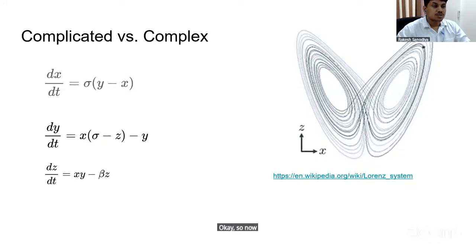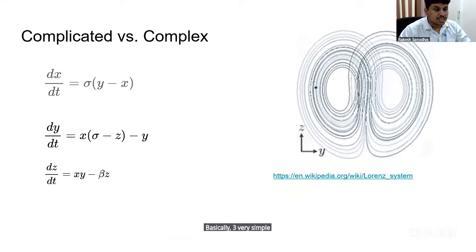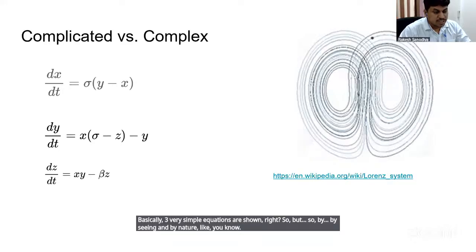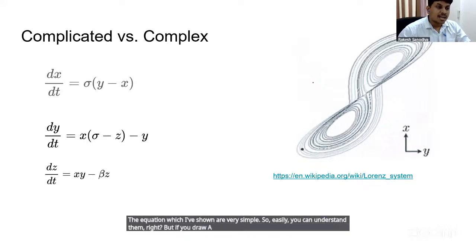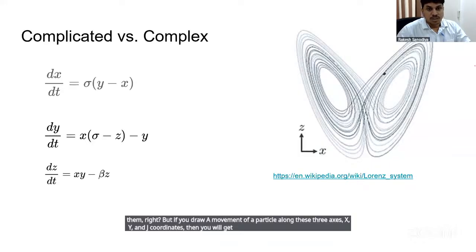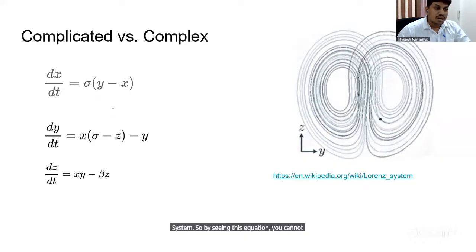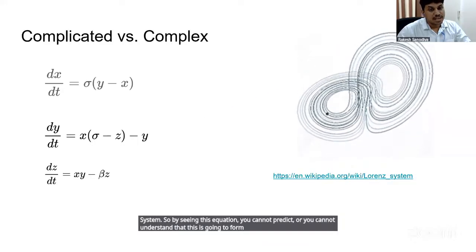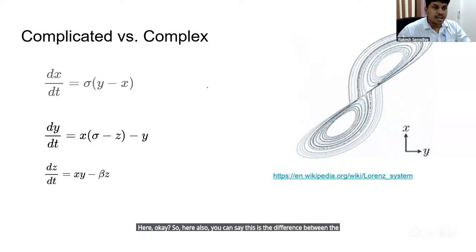Now another example of the difference between complicated and complex. Here three very simple equations are shown, and by their nature you can easily understand them. But if you draw the movement of a particle along the three axes, x, y, and z coordinates, you will get this very complicated Lorenz, or beautiful butterfly, system. By seeing the equations you cannot predict that this is going to form a very complicated butterfly. So this is also the difference between complicated and complex.